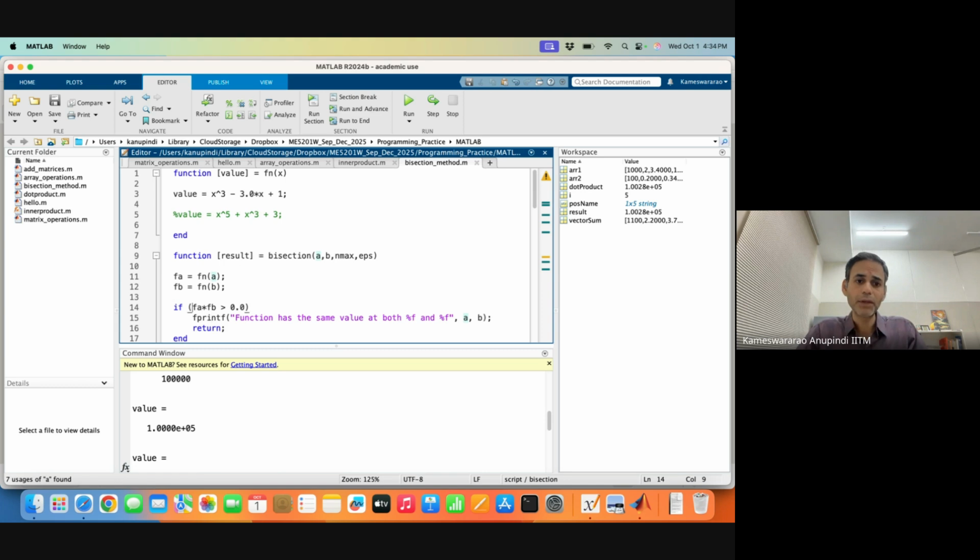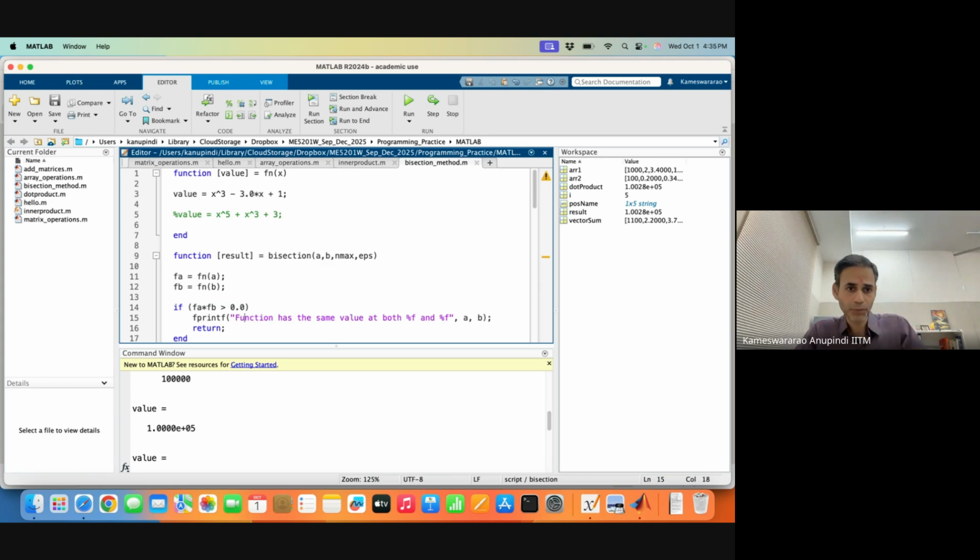Now, if fa times fb comes out to be greater than 0, that means both are positive or both are negative, in which case their product is always positive. Then we are not interested in this range, because this range has no change of sign. That means there is no root in this range. That means we say that the function has the same value at both.